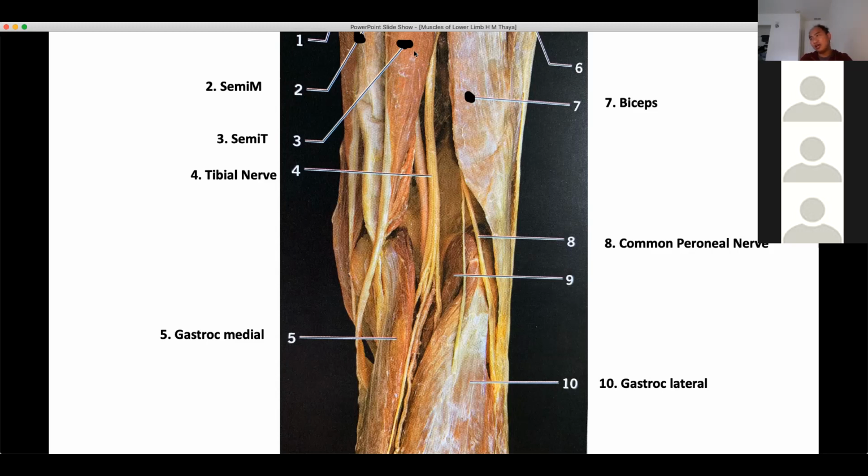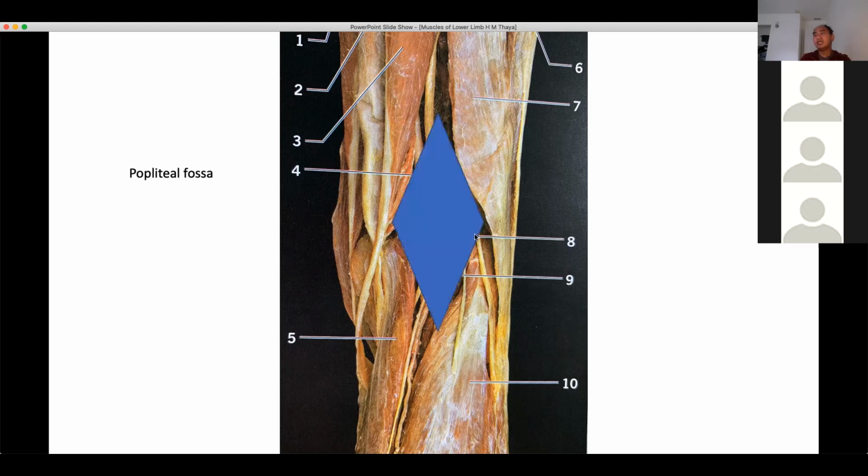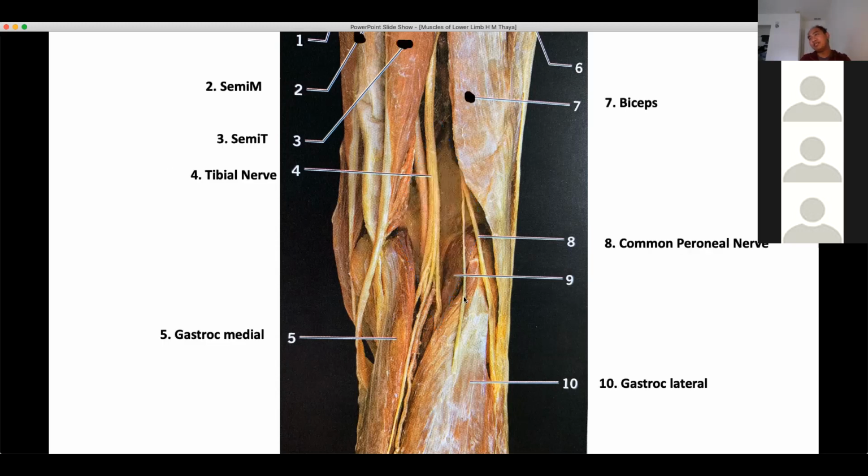So this hamstring: semitendinosus, semimembranosus, and biceps, they split and create a little upper triangle, and gastrocnemius lateral head and gastrocnemius medial head create another lower V shape. And by combining this, we see the diamond-shaped structure, which is what we call the popliteal fossa.